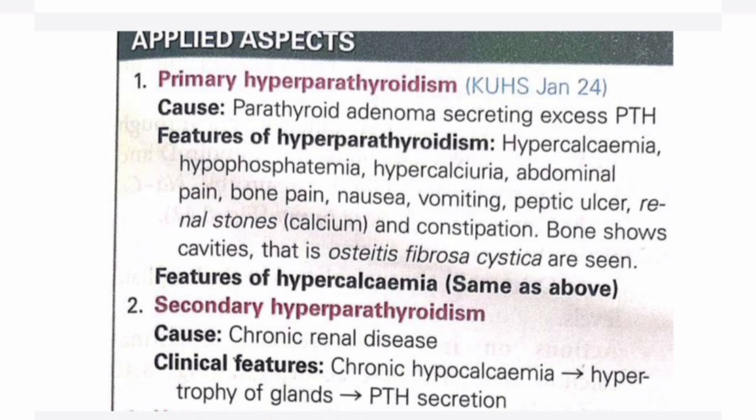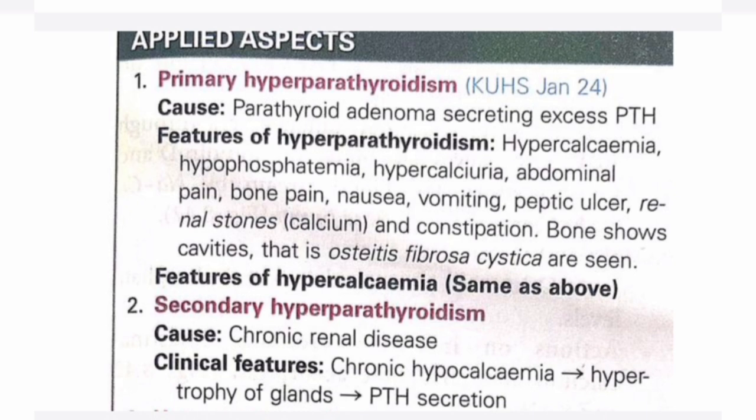hypophosphatemia, calciuria, abdominal pain, bone pain, nausea, vomiting, peptic ulcer, renal stone, and constipation. So bone shows some cavities, osteitis fibrosa cystica, which are some of the features of primary hyperparathyroidism. The secondary hyperparathyroidism is due to chronic renal failure.